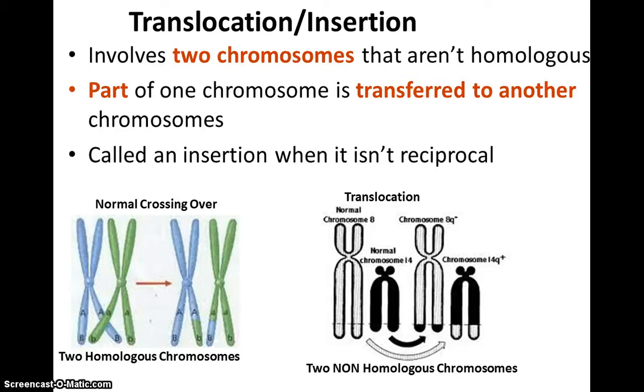But if it's not reciprocal, so if, for example, part of this chromosome came off and it went into the other one, but nothing came from the other one, then we just say it's an insertion. Okay, so if it's not reciprocal, it's referred to as an insertion, but in both cases, some portion is going to the other one. In a translocation, it's both.